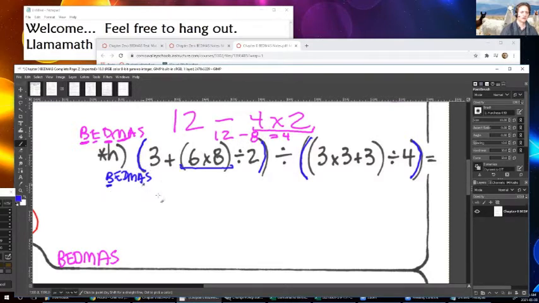So I'm just going to rewrite this. And I want to bring that down. That's 6 times 8, which is going to be 48. Again, that's one of those tricky ones to remember. Cool. Now inside of this bracket still, I've done all the brackets, no exponents, but I have a division. So I want to do the division. So this stays the same. 48 divided by 2 is going to be 24.